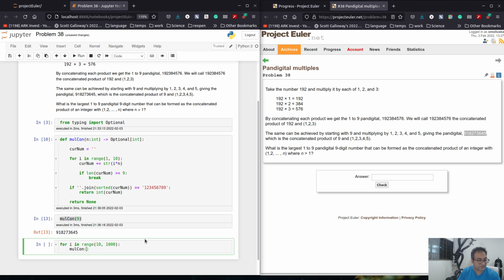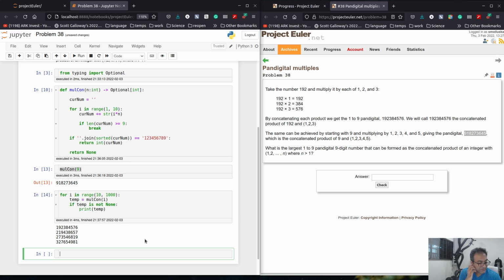Multi concatenate i. If multi concatenate i is not none, next we put temp equals that, and if temp is not none, we will print temp. Okay.